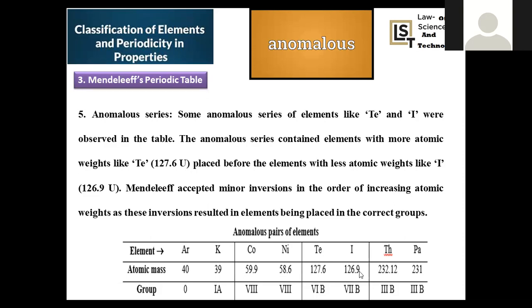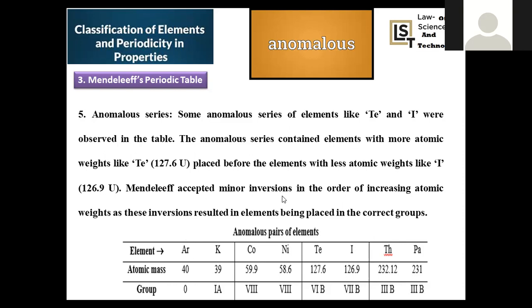What should be the order? Iodine first, and the next element will be tellurium, right? But he arranged them in a reverse manner. The statement he gave is not applicable to this one, and this is said to be an anomalous series. The anomalous series contained elements with more atomic weight, like tellurium with 127, placed before the element with less atomic mass, iodine with 126. Actually, according to his statement, 126 then 127 should come. The order should be reversed. But he placed tellurium followed by iodine. You can say this is the anomalous series.